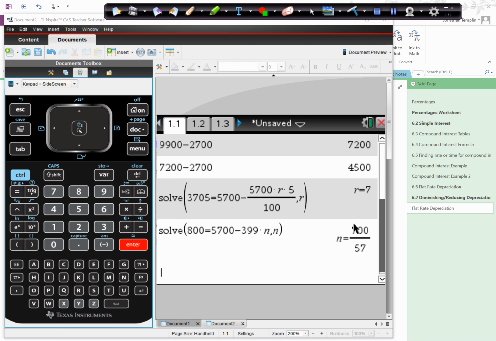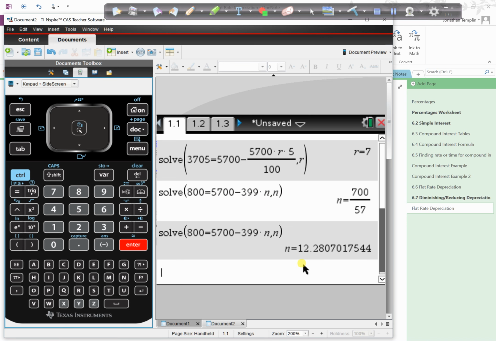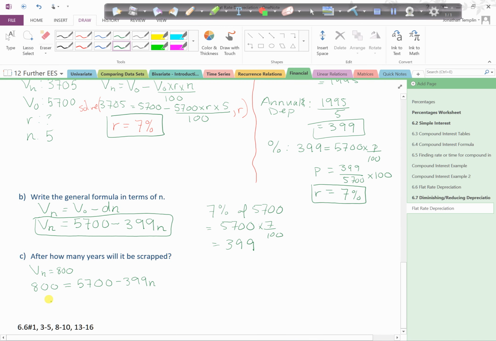It gives me a fraction. You're saying, I hate fractions, give me a decimal. Alright, control enter. And I get 12.28. Okay, so solving this, I get that n is about 12.28. Now the question is, do I round down to 12 or up to 13? So it says, after how many years will it be scrapped? So this is where I say to myself, well, after 12 years, has it reached the scrap value?